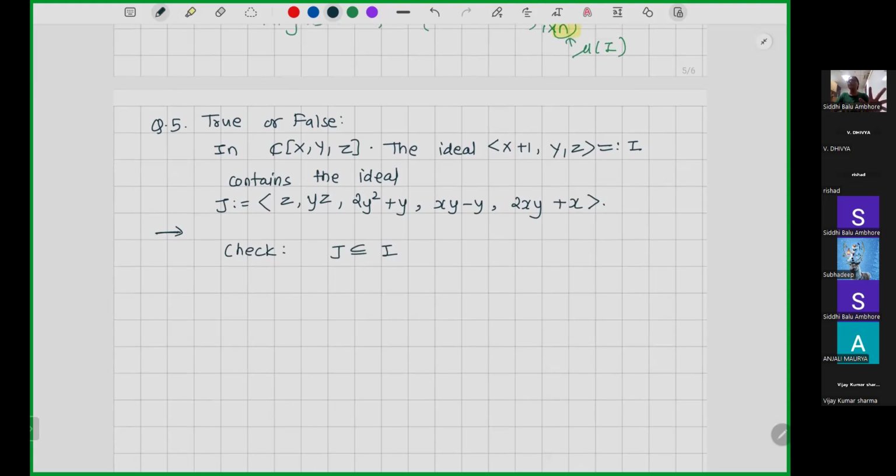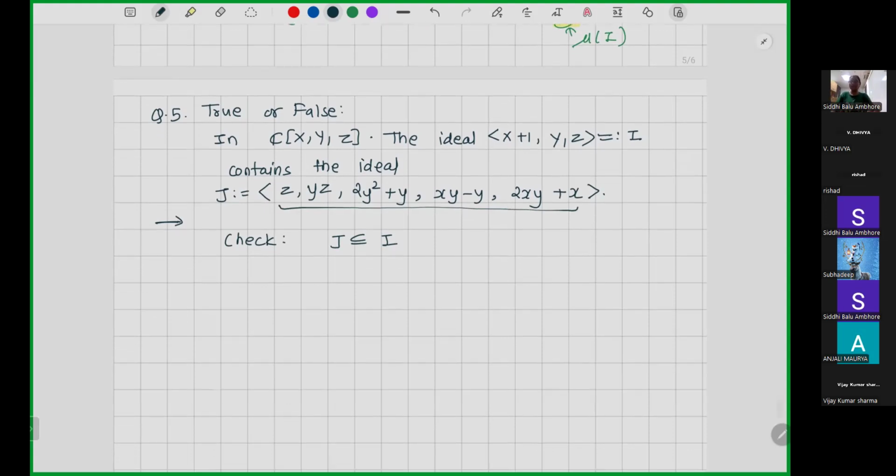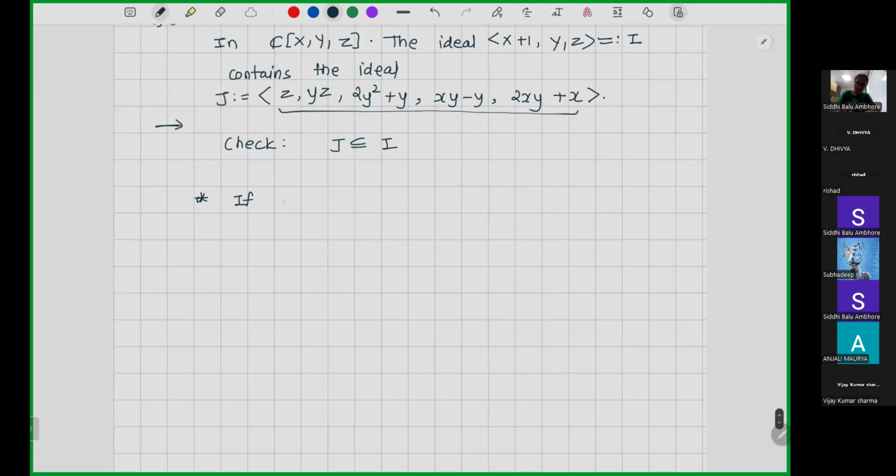So how to check whether this J is contained in I or not? See, we are given this list of polynomials which is J. So if each of these elements is in I, then this J is completely in I. Let me just write this. If every generator of J is in I, then clearly J is contained in I.